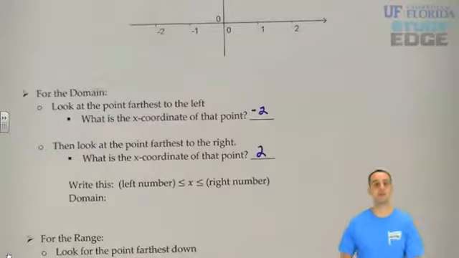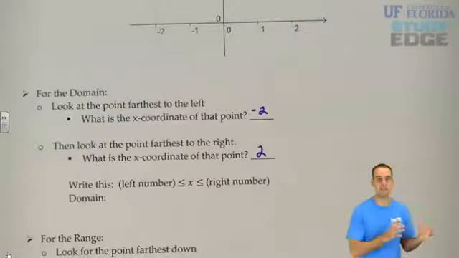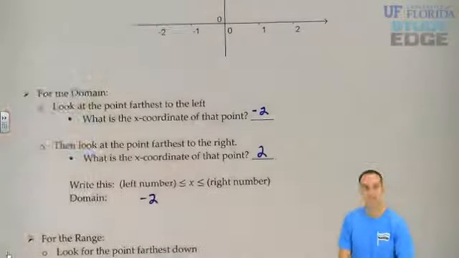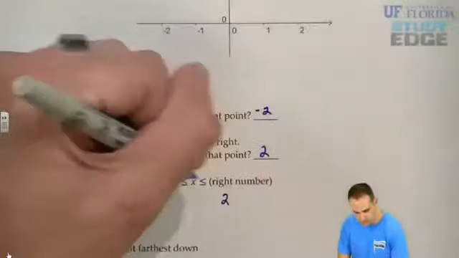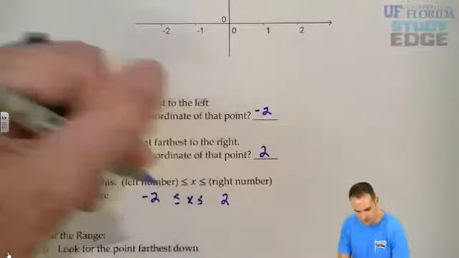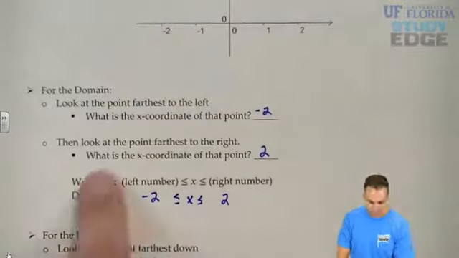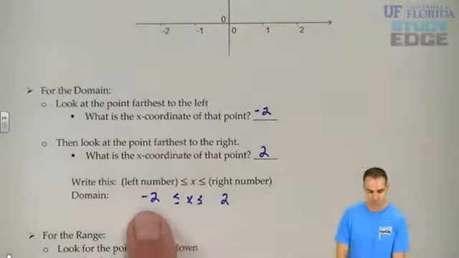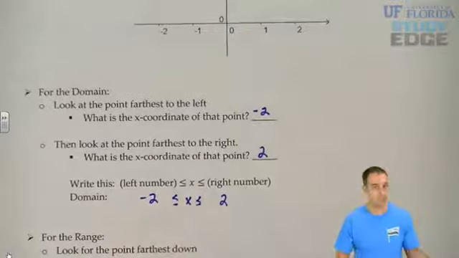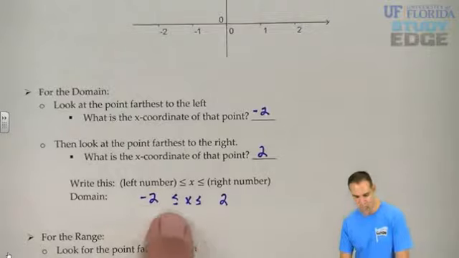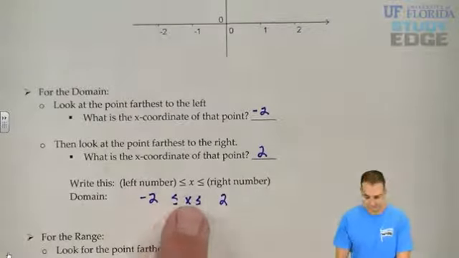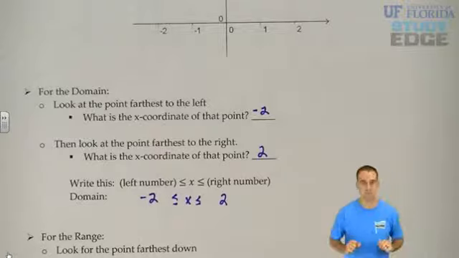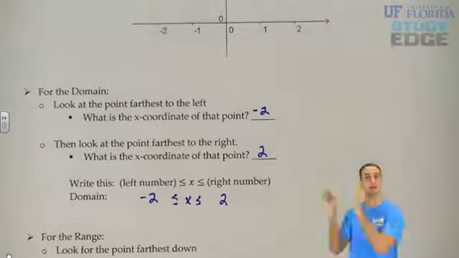So basically, you're going to look to the left, then you're going to look to the right, and write it in the following form. The smallest number is -2, the largest number is 2, and x is between these two numbers. And make sure you write the inequality correctly. The way you read this is x is between -2 and 2. Or more specifically, x is greater than or equal to -2, and x is less than or equal to +2, meaning it's in between. So for domain, you look left and right.